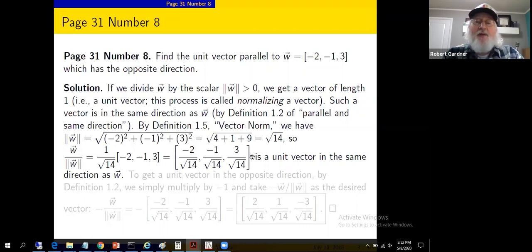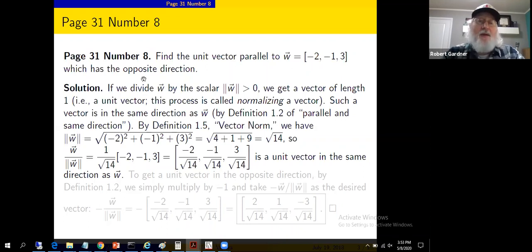So here's a vector. It's a unit vector. We just normalized it, making it a unit vector. Oh, it's in the same direction as W, though. What was up with same direction and opposite direction? Vectors were parallel with the same direction if one was a positive scalar of the other. That's what we got here. That positive scalar is 1 over the square root of 14. This vector is 1 over the square root of 14 times the given vector. So those vectors are parallel with the same direction because 1 over the square root of 14 is positive.